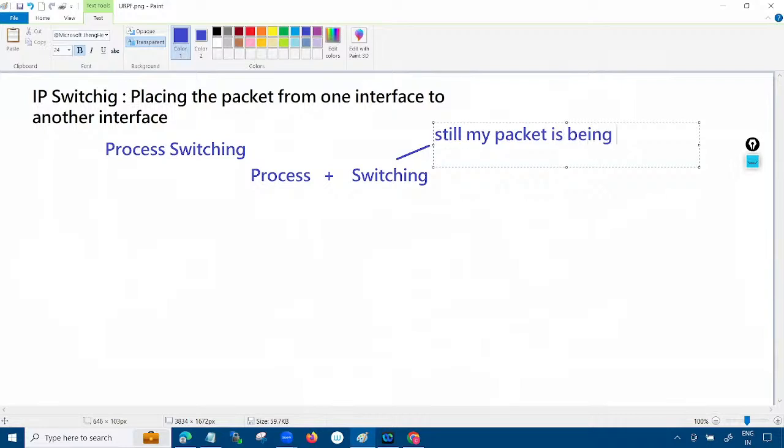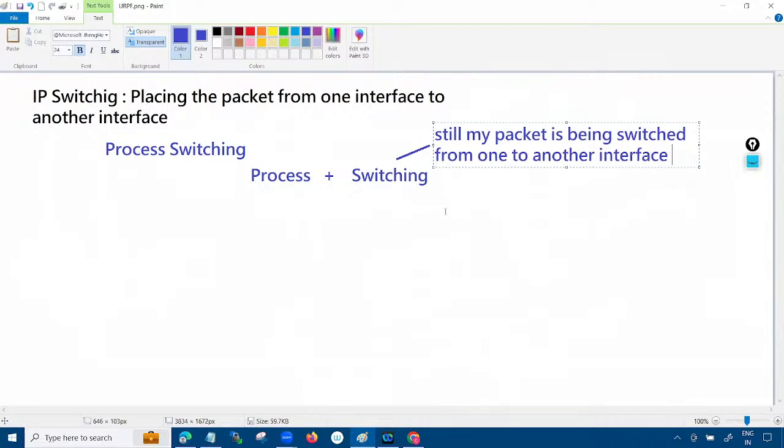Guys, please pay attention. If you understand this part, you will have a clear understanding of MPLS. I'm telling you, most people working in production networks know how to configure MPLS and how to troubleshoot MPLS, but they have no idea what the need for MPLS is. Still, my packet is being switched from one interface to another interface.